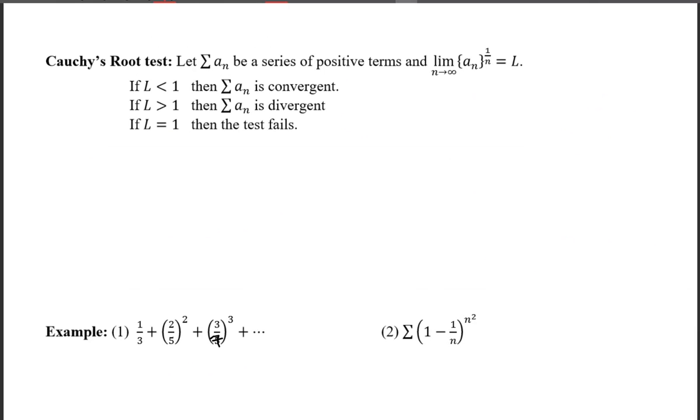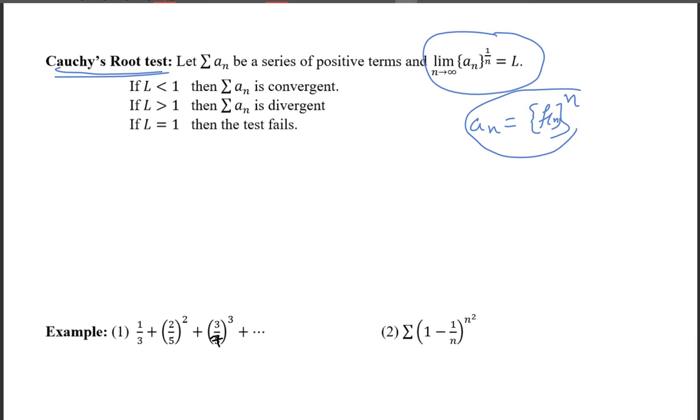Next, just 5 minutes, Cauchy's root test. What is that? You have to apply Cauchy's root test when some expression to the power n is there, so that the limit involves the power 1 by n. Suppose you have some function of n, and to the power n is there. By seeing this, you can easily guess that Cauchy's root test may be preferable.